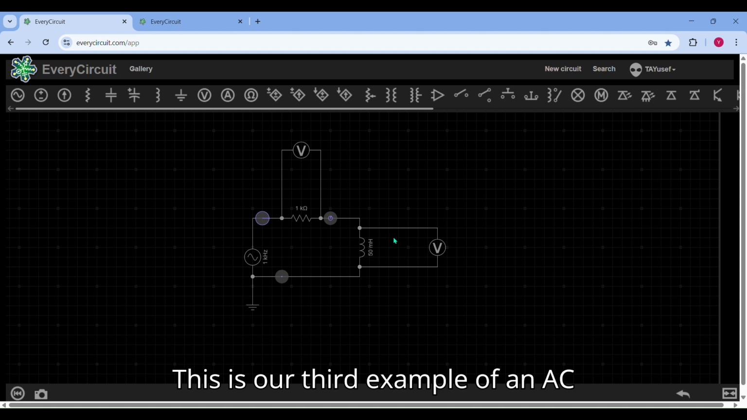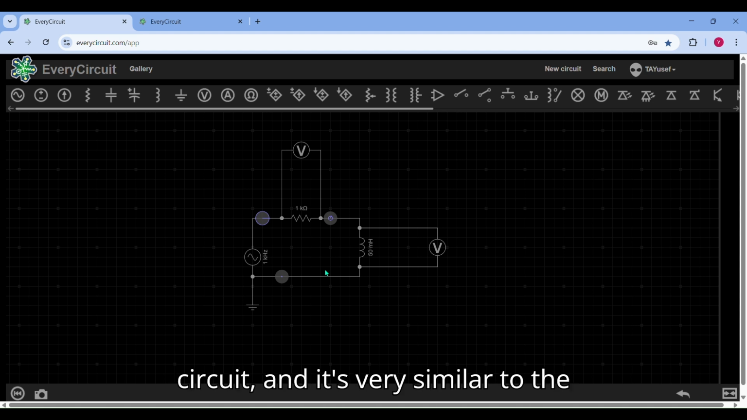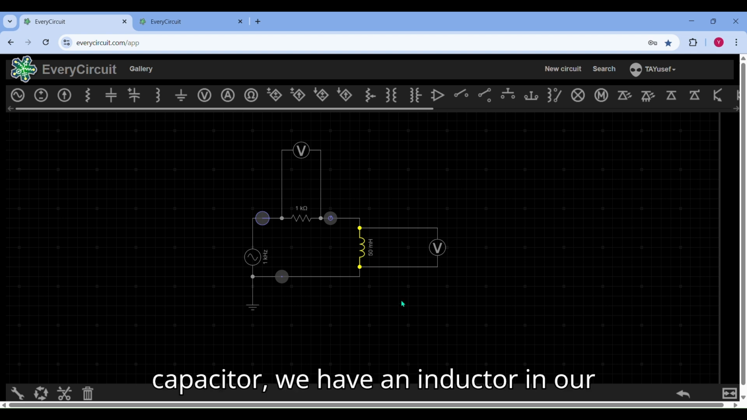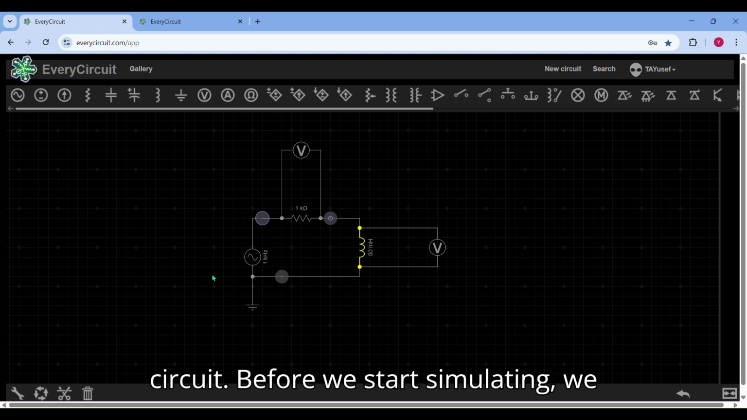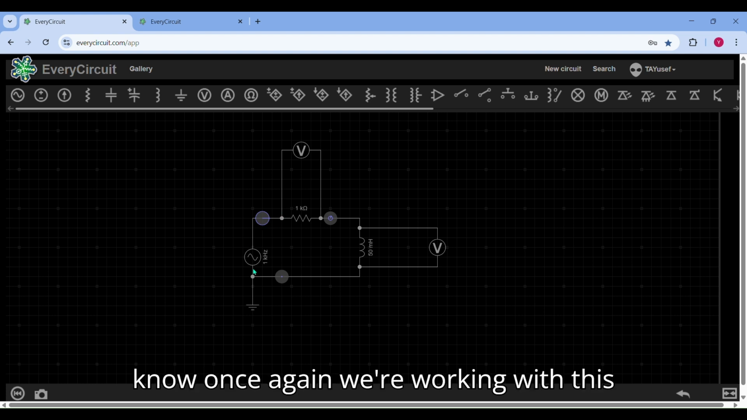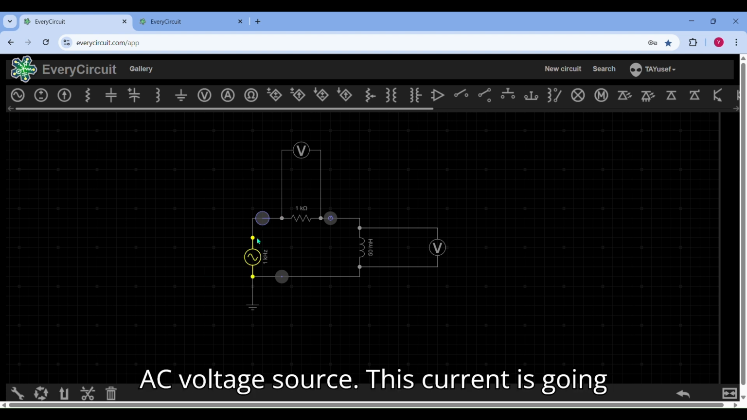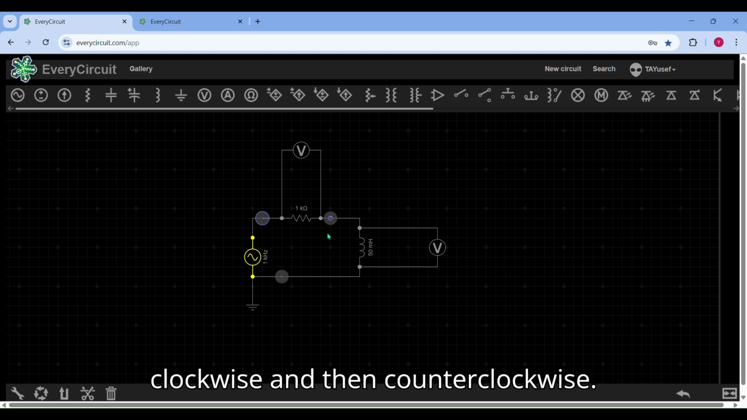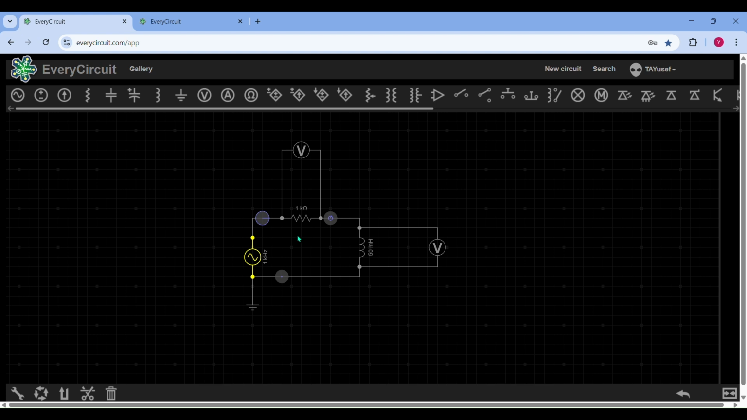This is our third example of an AC circuit, and it's very similar to the previous one, except instead of a capacitor, we have an inductor in our circuit. Before we start simulating, we know, once again, we're working with this AC voltage source. This current is going to go forward and then backwards, or clockwise and then counterclockwise.